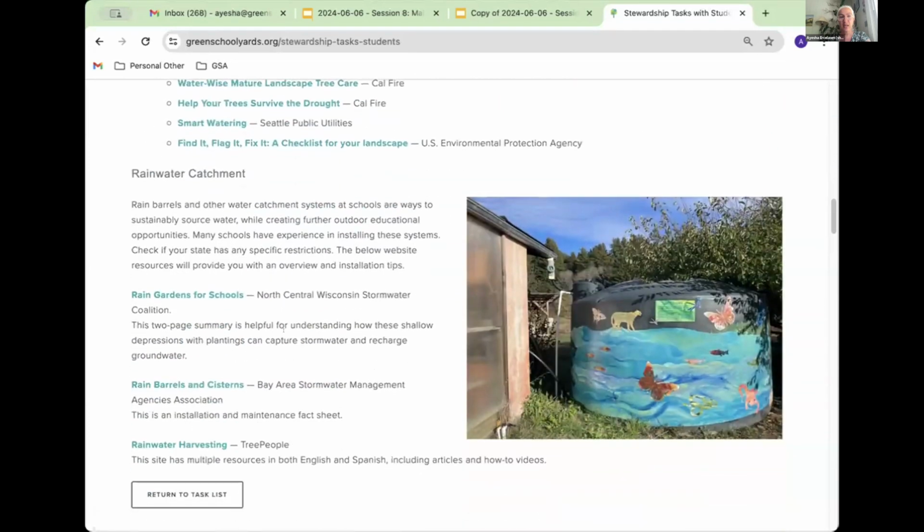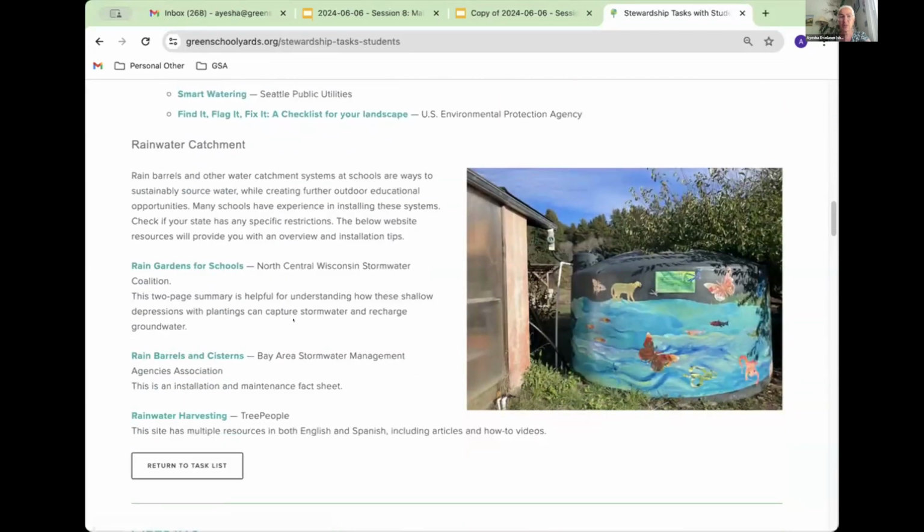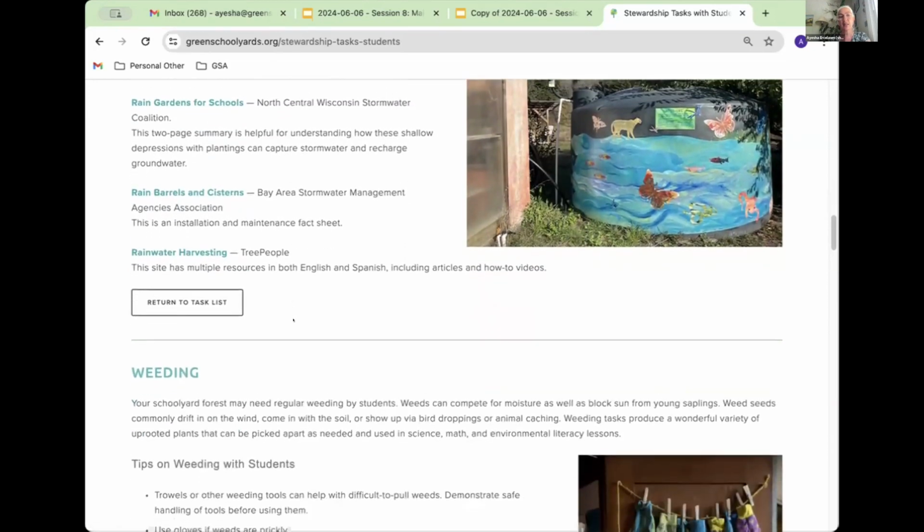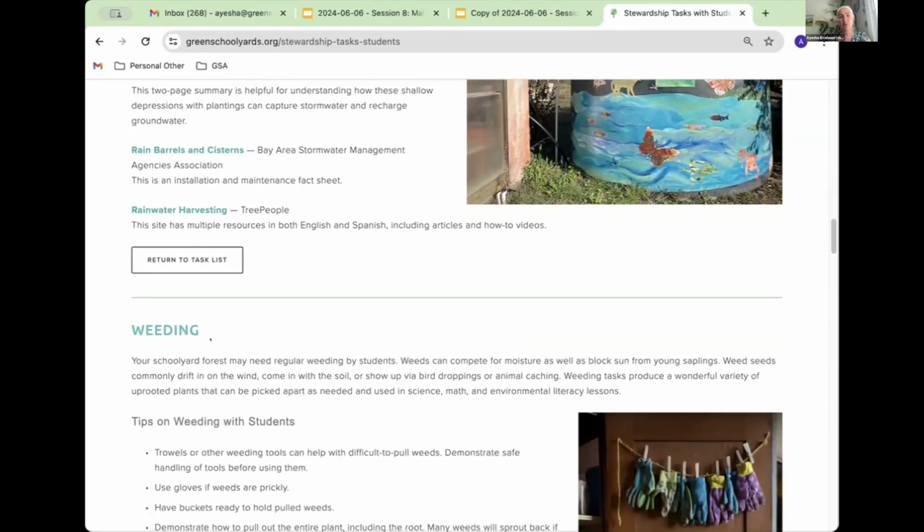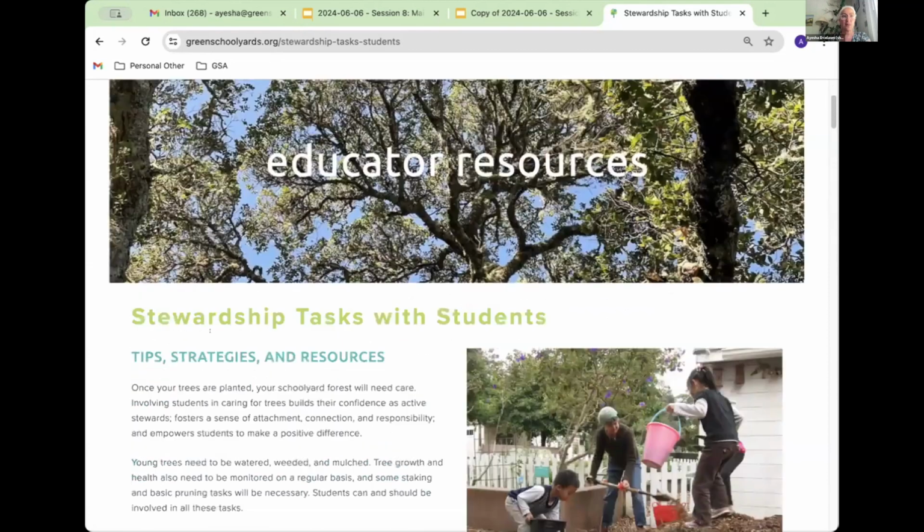If I keep scrolling down, some resources you can look at if you're considering putting in rain barrels and cisterns. These are some helpful guides. And it keeps going on, tips with weeding, etc.